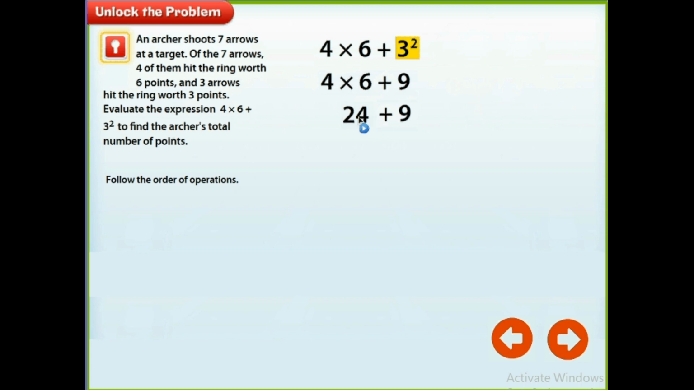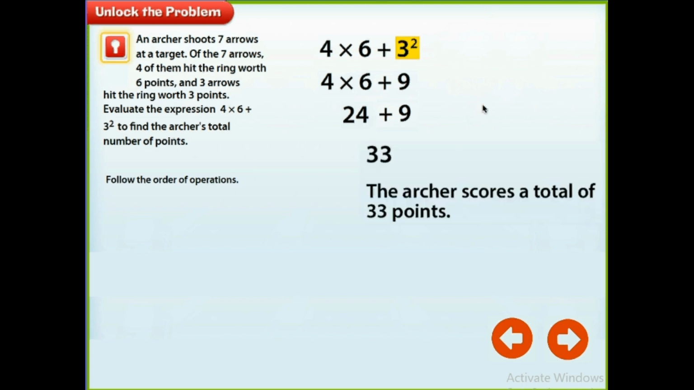Now let's add. 24 plus 9 is equal to 33. The archer scores a total of 33 points.